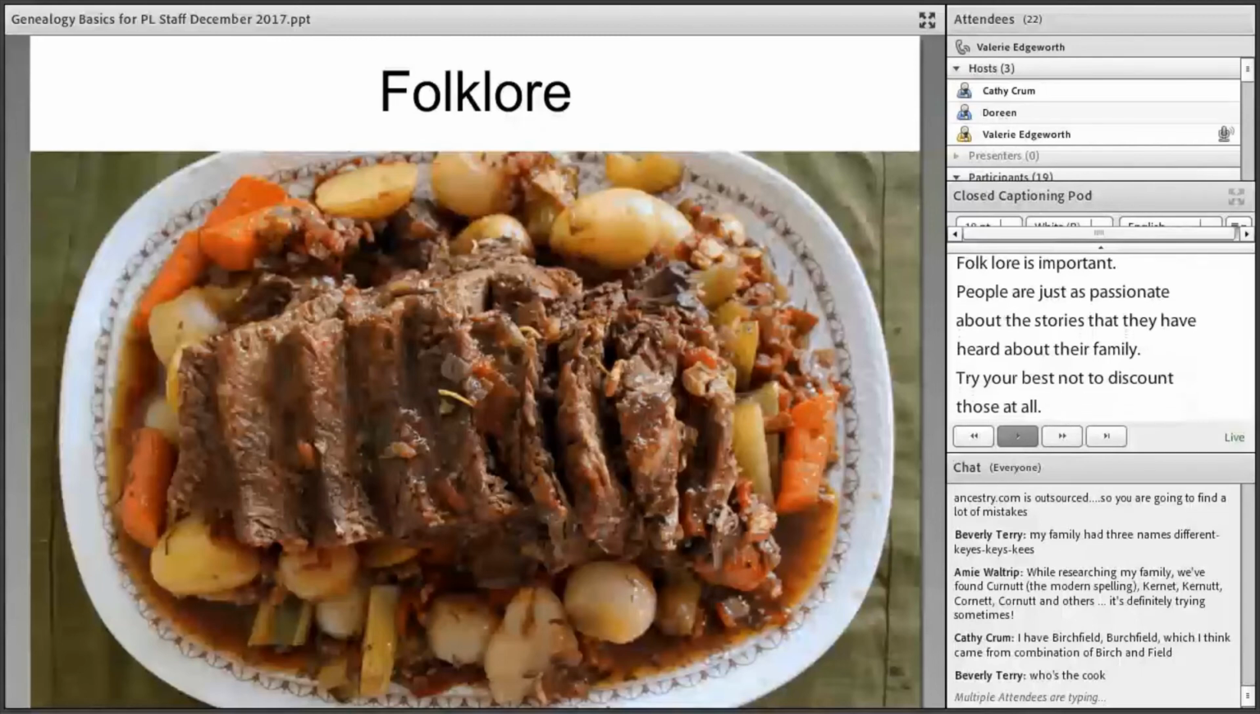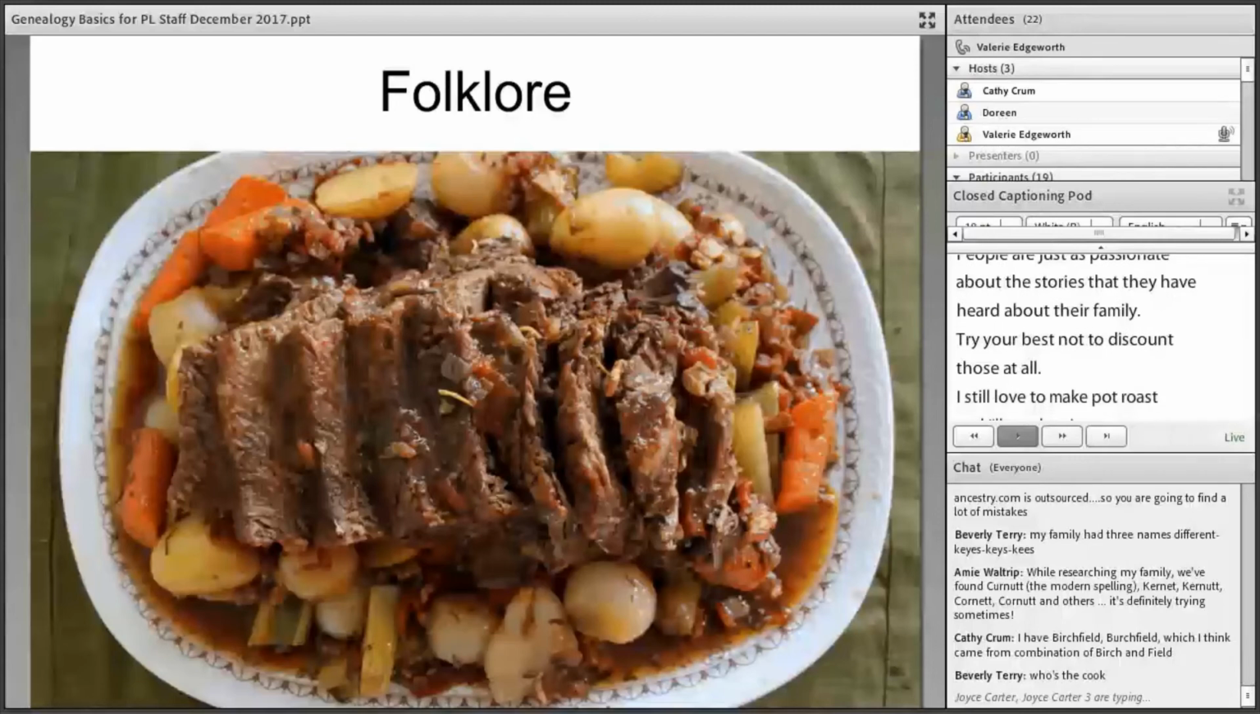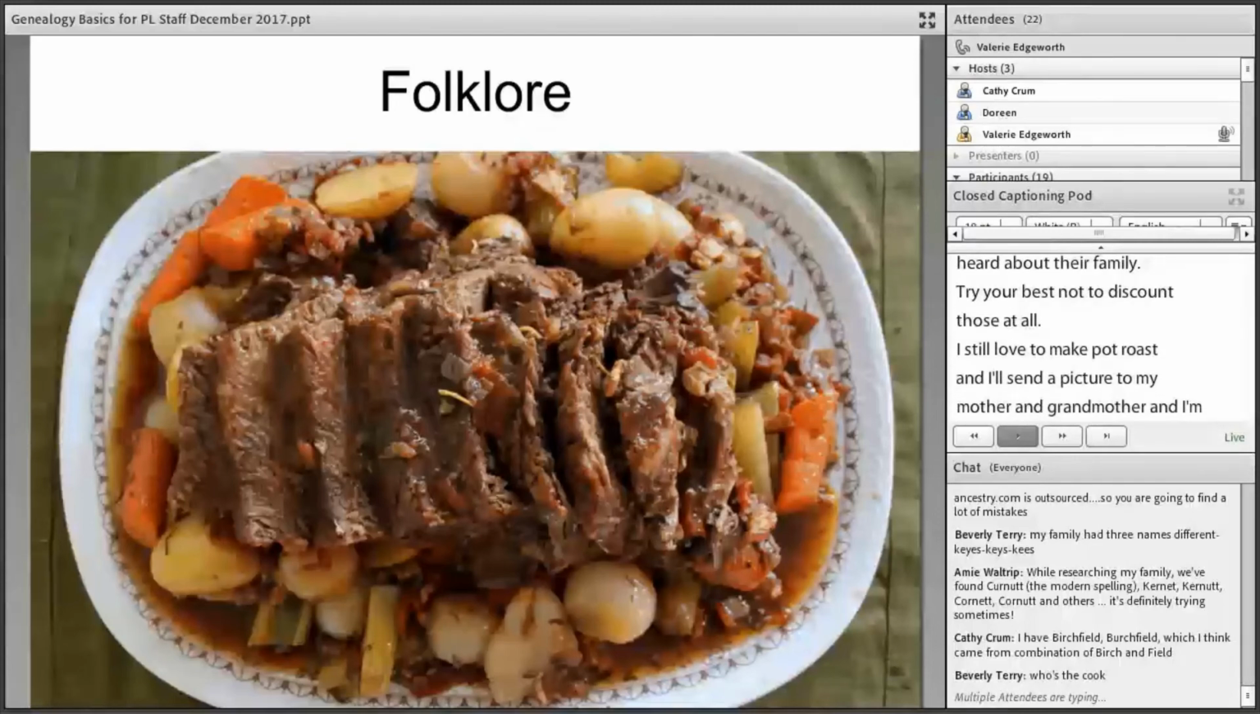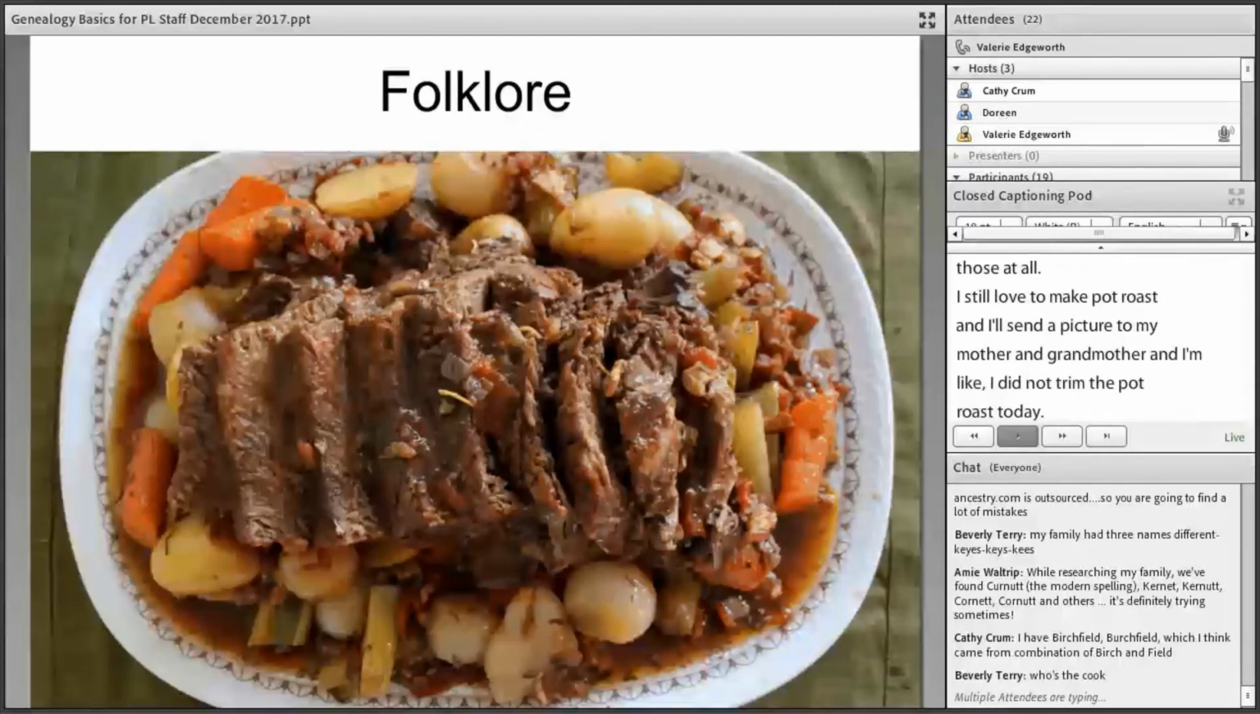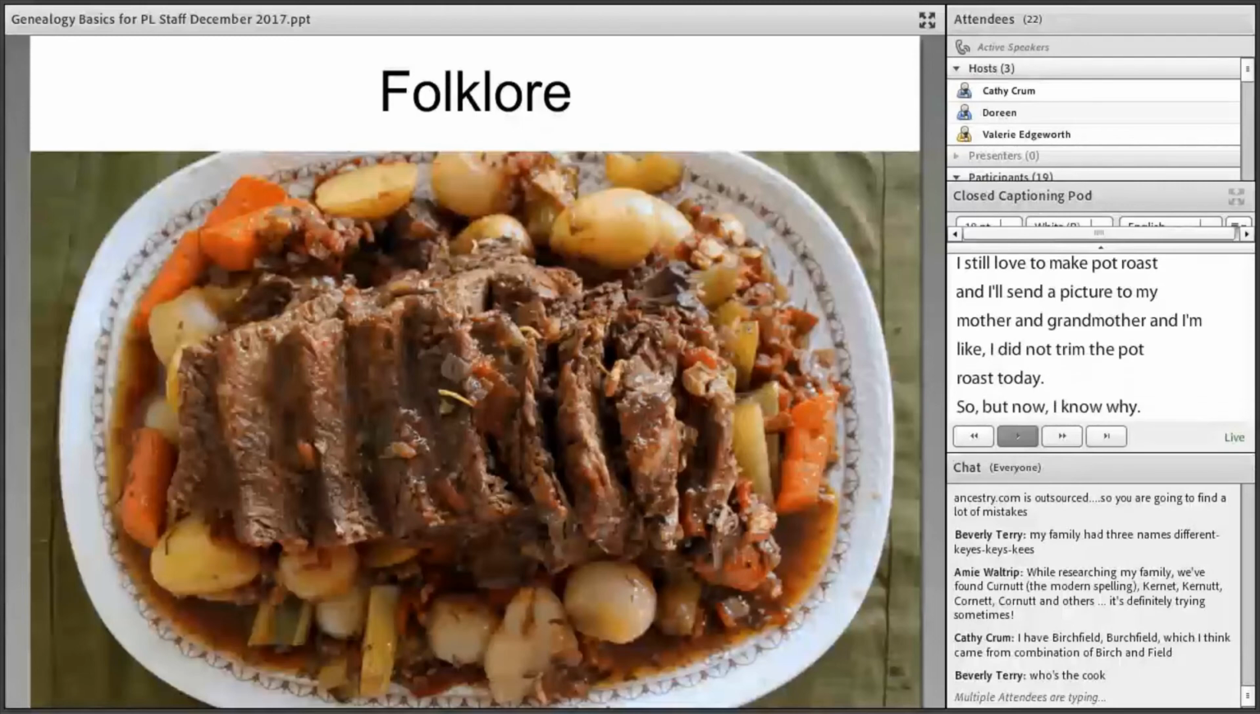I still love to make pot roast, and I'll send a picture to my mother or my grandmother, and I'm like, hey, look, I didn't trim the pot roast today. So, but now I know why. I know the history of that story and where it came from.